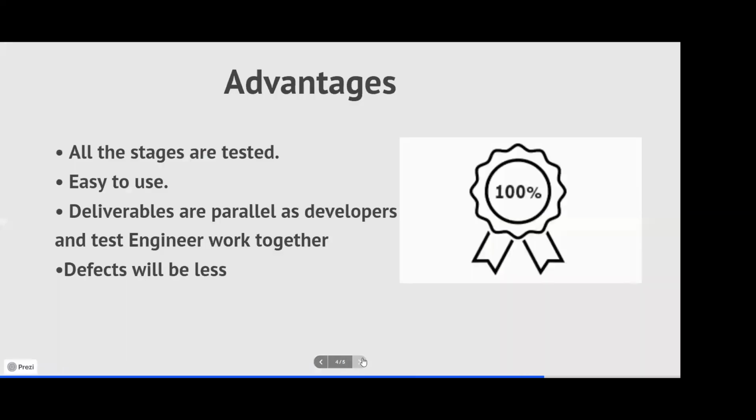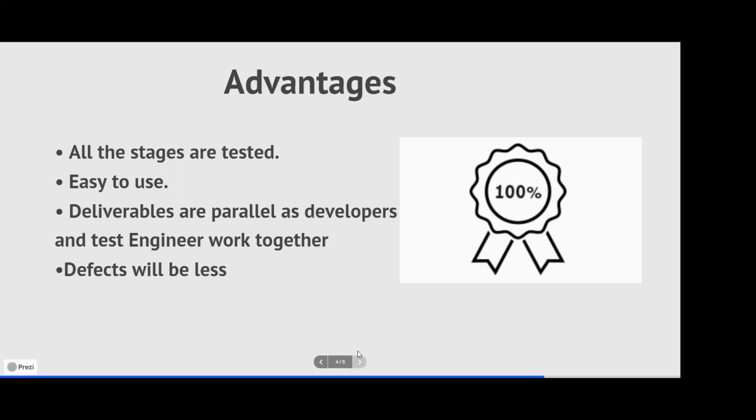And next, let us discuss the advantages of the V model. All the stages are tested. As I said earlier, from the requirement phase to the user acceptance phase, testing is included in all stages. Next, it is easy to use. Next, deliverables are parallel, as developers and test engineers work together. Here, the deliverables are the business requirement document, SRS, HLD, and LLD. And next, defects will be less, because the testing process starts at the beginning of the process.